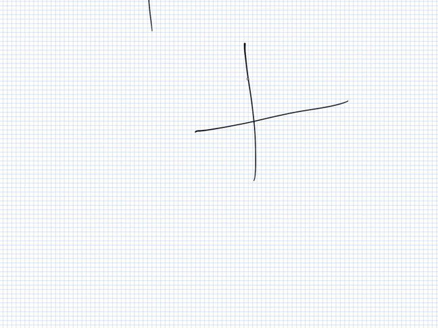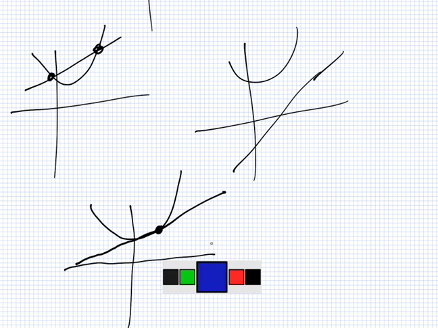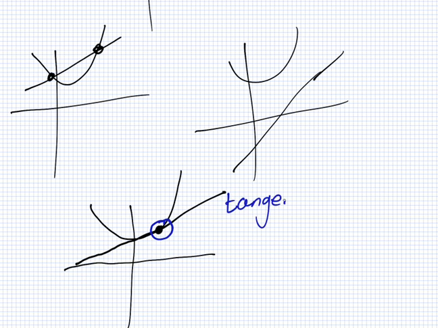So if there's no answer, it looks like this. Here's two answers. Are these the only possibilities? No, there's one more possibility. One answer. And in English, there's a special word when this happens. This is called a tangent line. It only touches once.